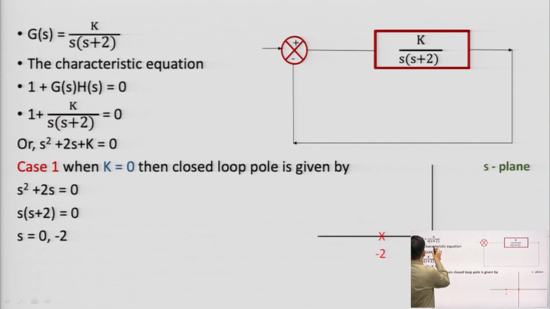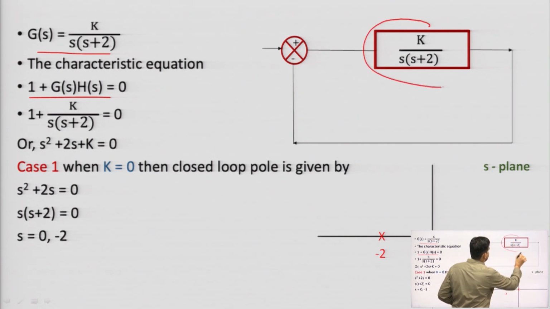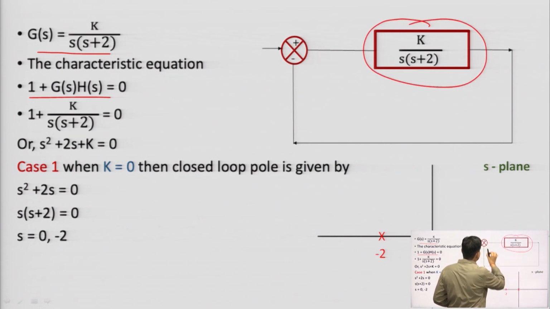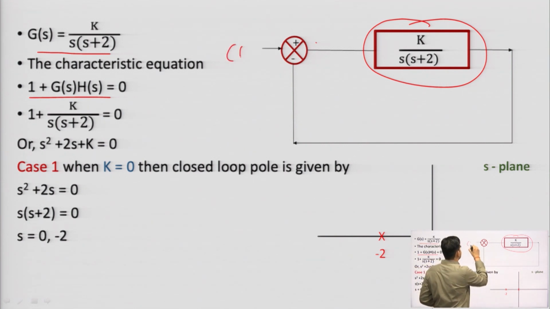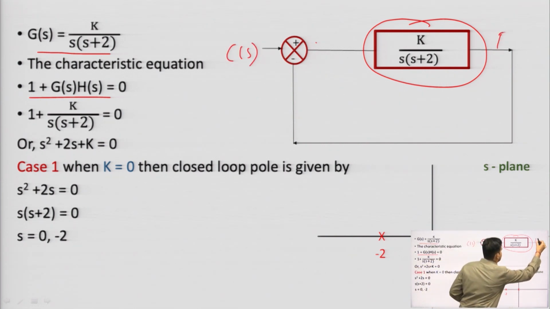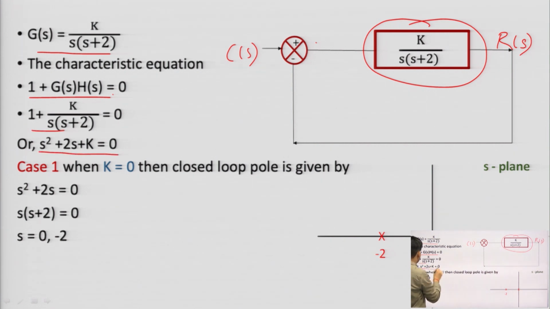Here my G(s) is given like this, and the quadratic equation is given like this, 1 plus G(s)H(s) is equal to 0. Here this is my open loop transfer function. By applying feedback, it will convert into a closed loop transfer function, where C(s) is my input and R(s) is my output. Here my quadratic equation is 1 plus G(s)H(s) equal to 0. If I solve it, I will get this equation.